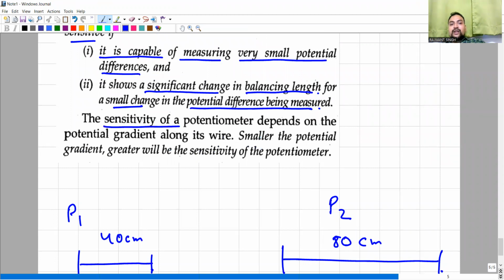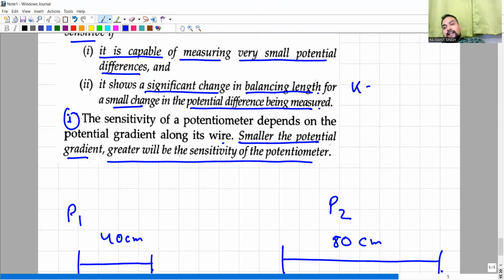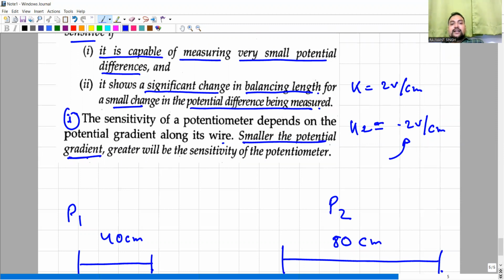The sensitivity of the potentiometer depends upon the potential gradient along the wire. Very important. Smaller the potential gradient, greater will be the sensitivity. That means, let's say a potential gradient is 2 volt per centimeter for one potentiometer, and another potential gradient is, let's say, 0.2 volt per centimeter. Definitely this one will be more sensitive. Smaller the potential gradient, greater will be the sensitivity of the potentiometer.